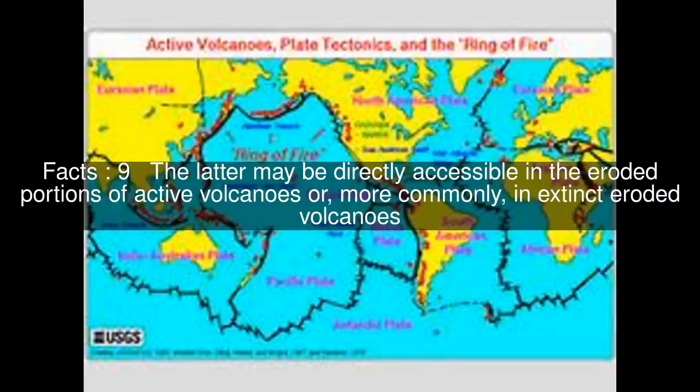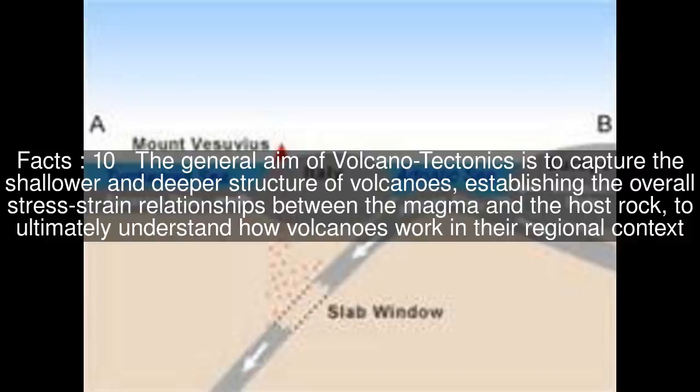The latter may be directly accessible in the eroded portions of active volcanoes or, more commonly, in extinct eroded volcanoes. The general aim of volcano tectonics is to capture the shallower and deeper structure of volcanoes, establishing the overall stress-strain relationships between the magma and the host rock, to ultimately understand how volcanoes work in their regional context.